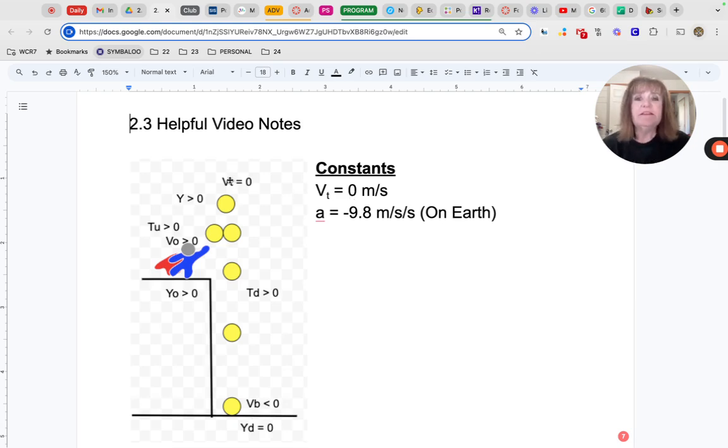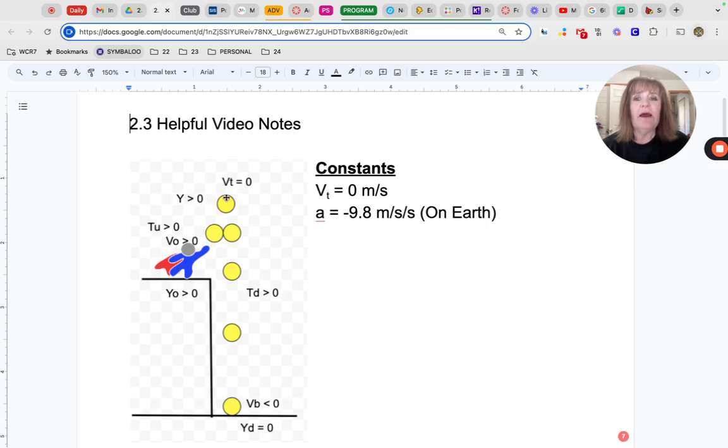The velocity at the top is 0, and acceleration is always a negative 9.8 here on Earth. So your variables to consider are y naught, v naught. Y naught is actually a height that you're throwing from. V naught is how hard you throw it. It will go into a time up to give you an ultimate height.